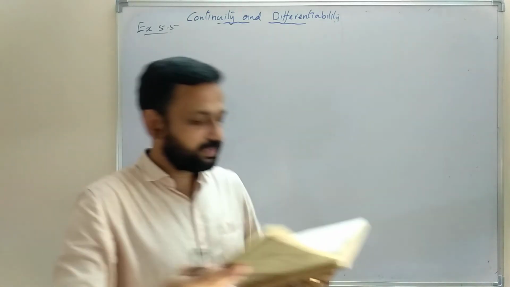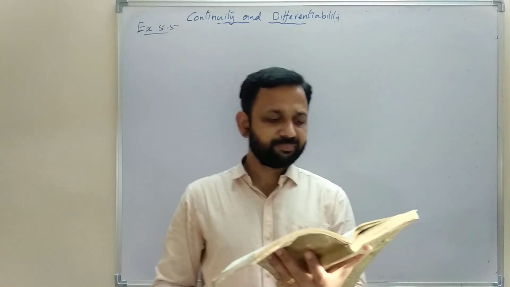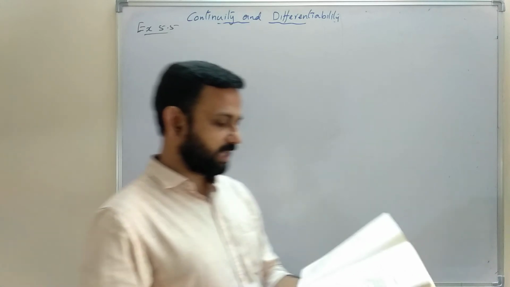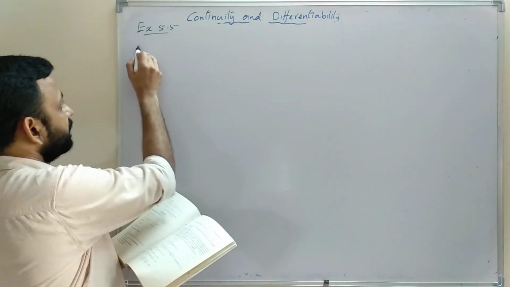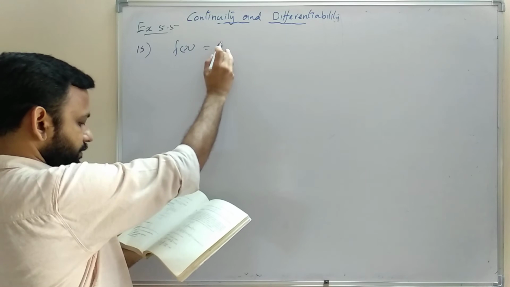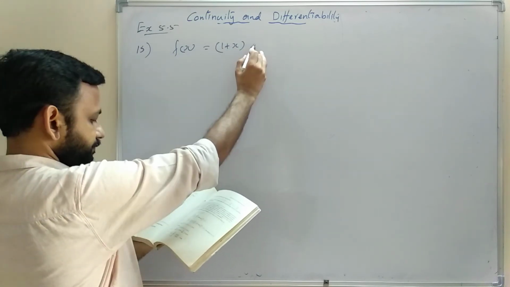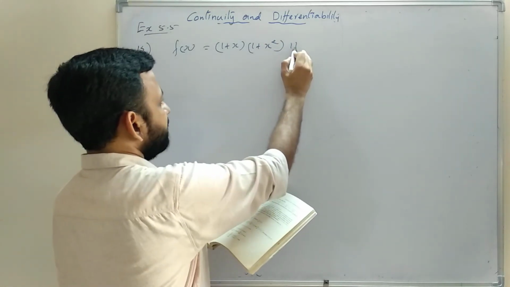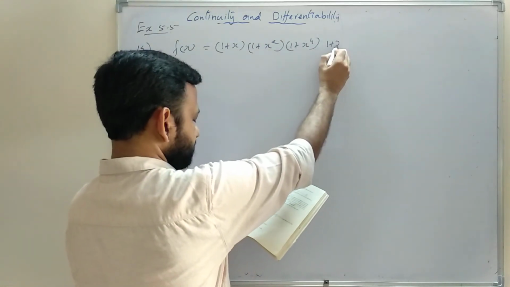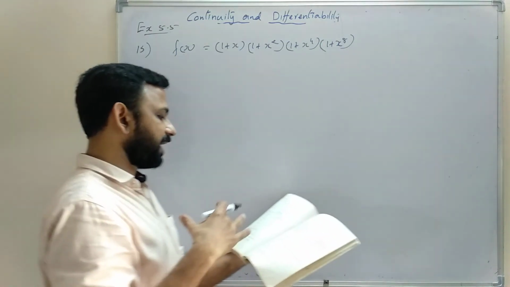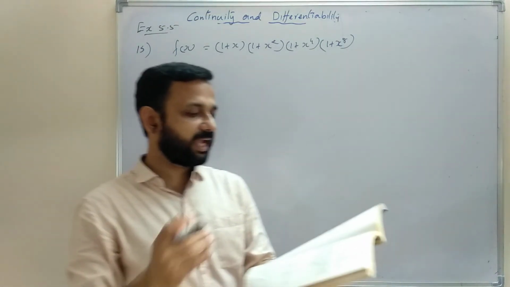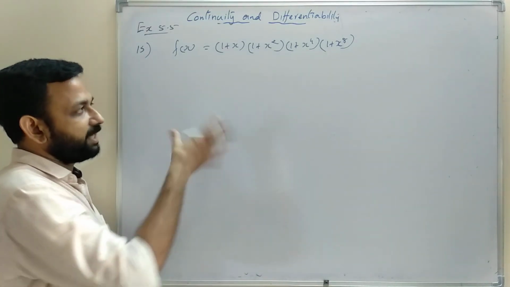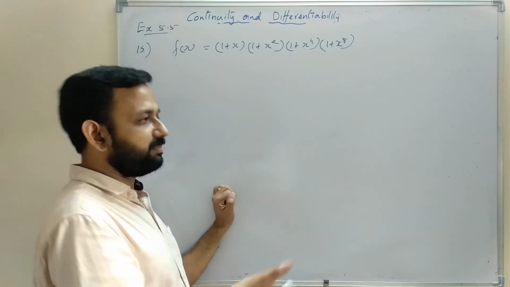Now we will do question number 16. Find the derivative of the function given by f of x is equal to 1 plus x into 1 plus x square into 1 plus x raised to 4 into 1 plus x raised to 8. So we need to find the derivative of this function and hence find f dash 1. This is not a difficult question. I will explain how to do this question, then you can complete that sum.